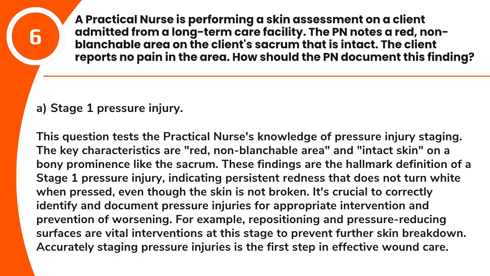Answer: A. Stage 1 pressure injury. This question assesses the PN's knowledge of pressure injury staging. The key characteristics are red, non-blanchable area and intact skin on a bony prominence like the sacrum. These findings are the hallmark definition of a stage 1 pressure injury, indicating persistent redness that does not turn white when pressed, even though the skin is not broken.